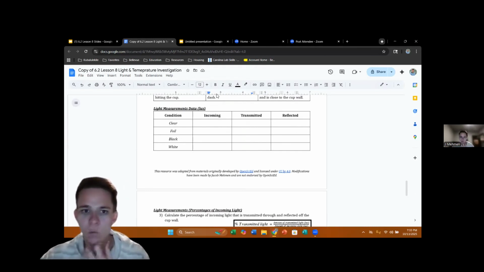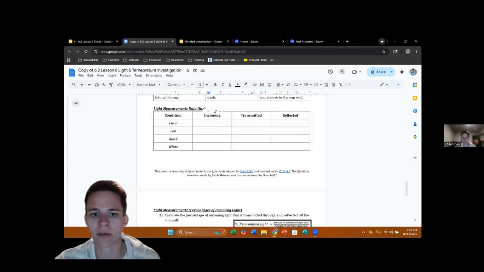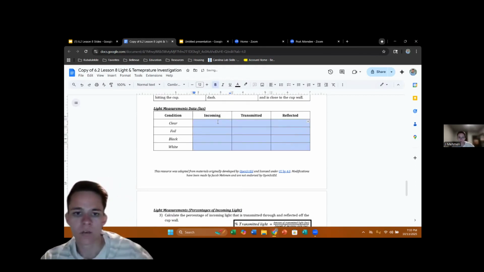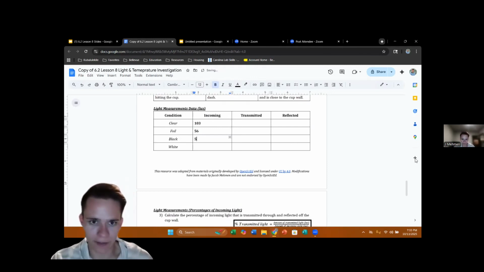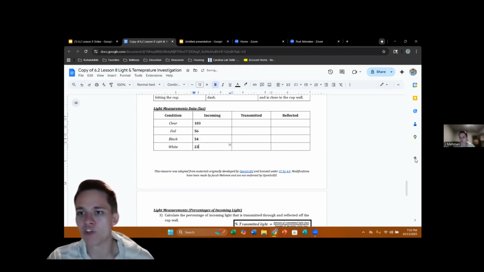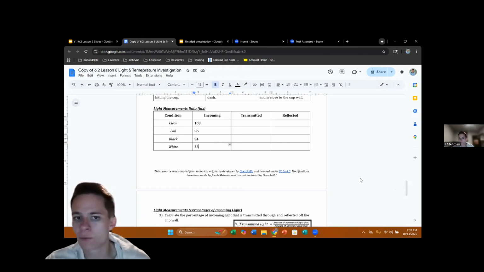As we did this experiment, we also took some data about the incoming, transmitted, and reflected light, and I want to share that with you now. So our incoming light for the clear cup was 103. Our incoming light for the foil was 56. Our incoming light for the black cup was 54, and our incoming light for the white cup was 23. Now, ideally, we do want all of these numbers to be the same, but I lined all four cups up in front of the lamp. So inevitably, some of them are probably going to get more light than others, which is accounting for these differences.